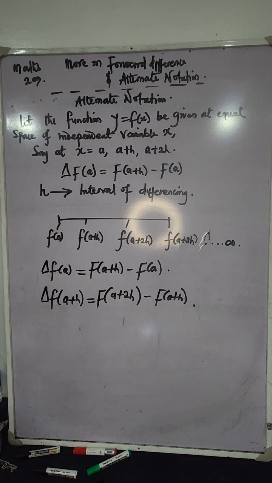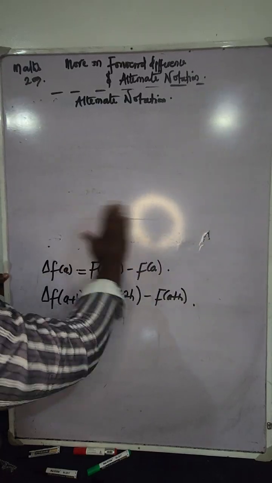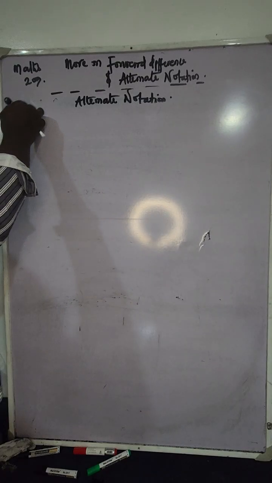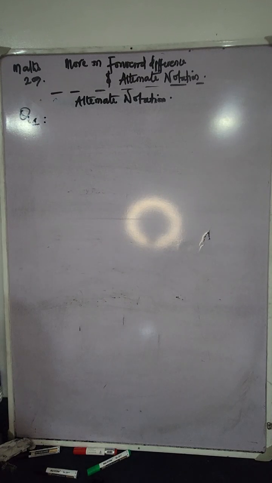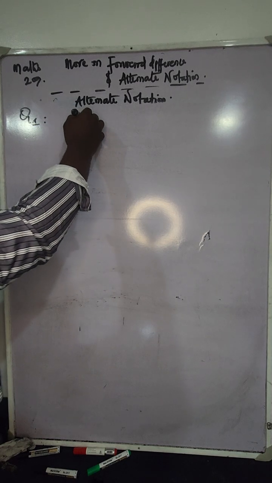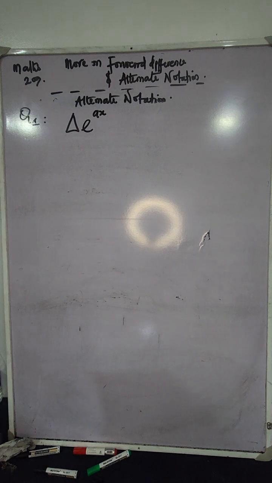And so now that we have been able to understand this, it is very right for us to go deeper. So let's attempt some questions on alternate notations. The first question, question number one, says we should solve this problem: the forward difference of e to the power of ax.